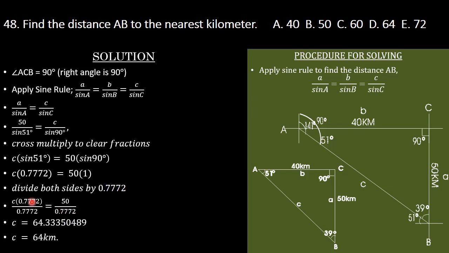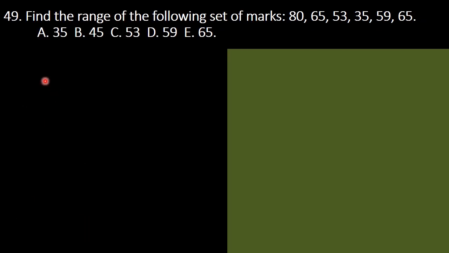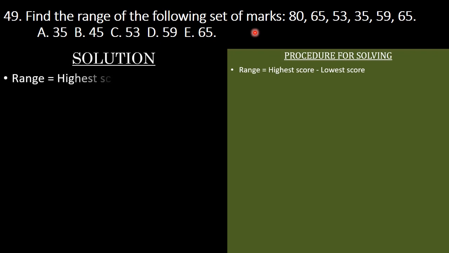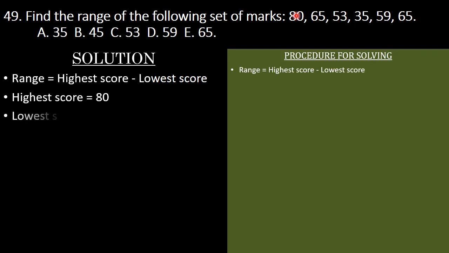Question 49. Find the range of the following set of marks. Here is the procedure for solving this. Range is equal to highest score minus lowest score. Let's check the solution. The highest score in this set of marks is 80 and the lowest score is 35. Then highest score minus lowest score is 80 minus 35, which equals 45.